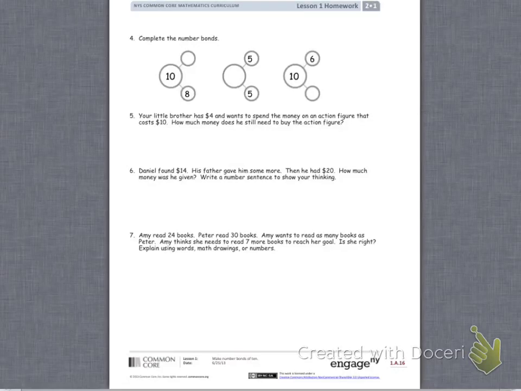On page 2 of Module 1, Lesson 1's homework, the students are continuing to use the skill making number bonds to 10. There are 3 illustrations in problem 4. Those illustrations are called number bonds. The large circle is the number that is the whole number. The 2 smaller circles are the numbers that make up the whole. They are the 2 parts of the whole.